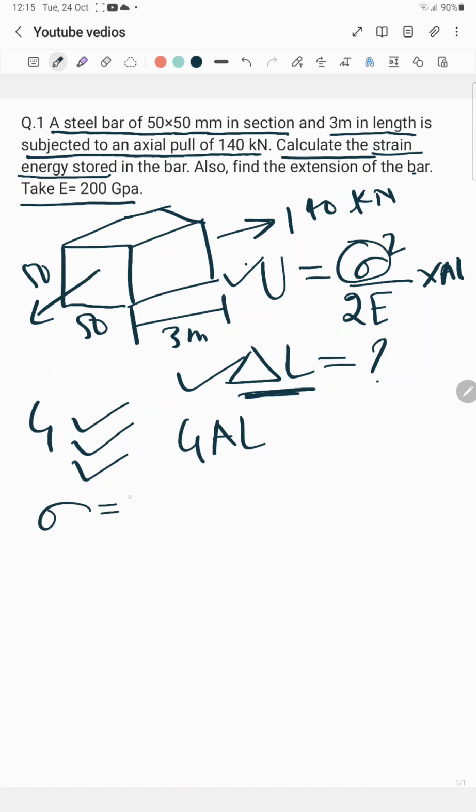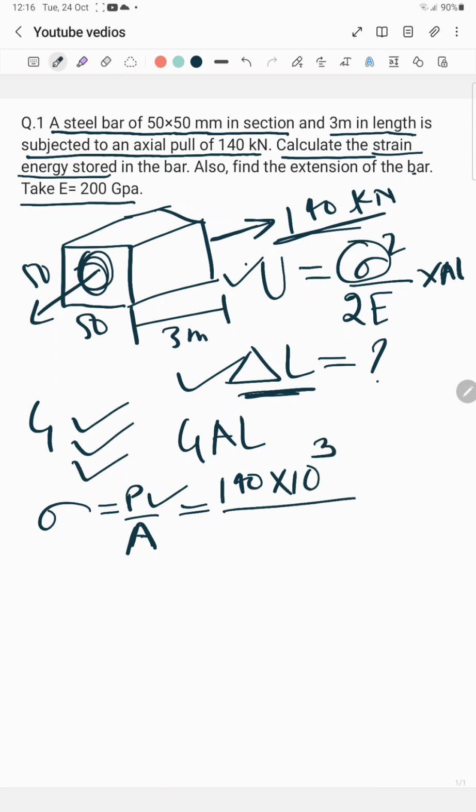We know that stress is equal to P by A. P is nothing but the load which is acting in this bar, and area is the cross sectional area. So P is given 140 kilonewton; if we convert this into newton, then it will be 140 into 10 to the power 3 divided by the cross sectional area. The cross sectional area is 50 into 50, and we'll get the answer around 56 Newton per mm square.